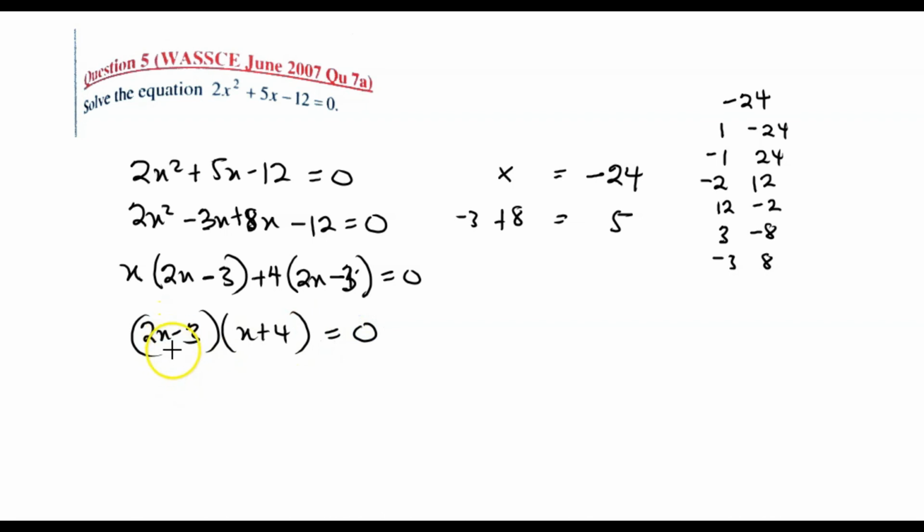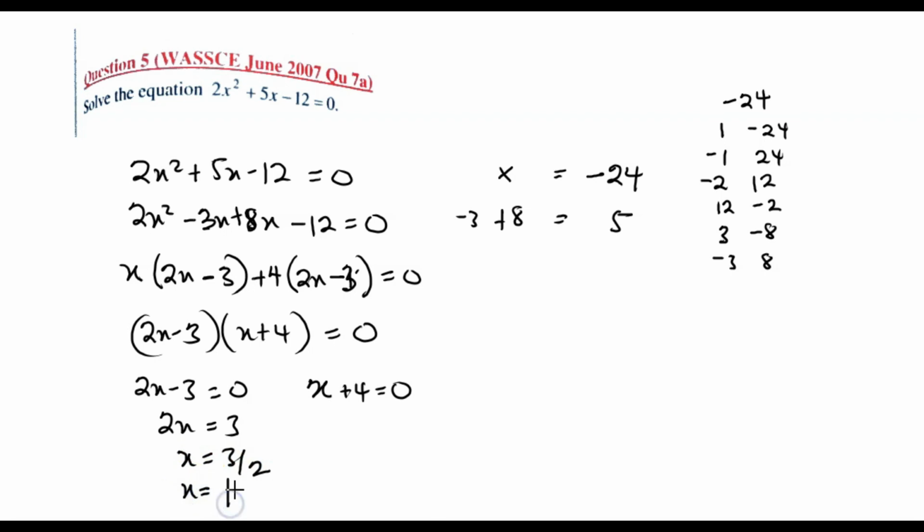Solving for the value of x in each of the factors, we equate each of them to 0. So 2x minus 3 must be equal to 0. x plus 4 must also be equal to 0. So in solving for x, 2x is equal to 3, and then dividing through by 2, x will be equal to 3 over 2, which is the same as x equal to 1 whole number 1 over 2. Solving for x in this factor, we have x equal to negative 4, and that gives you the solution to the question.